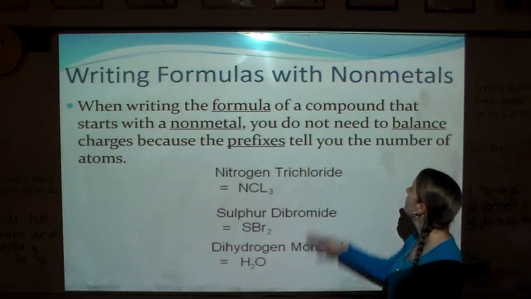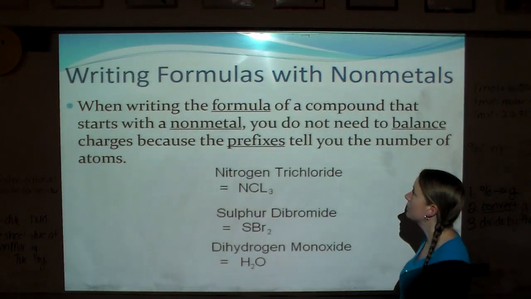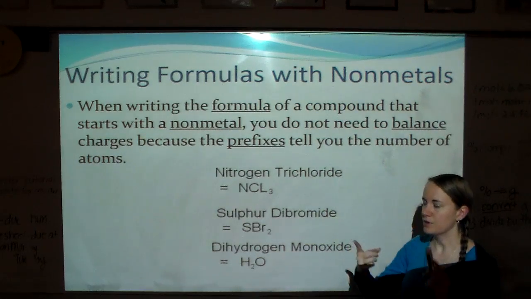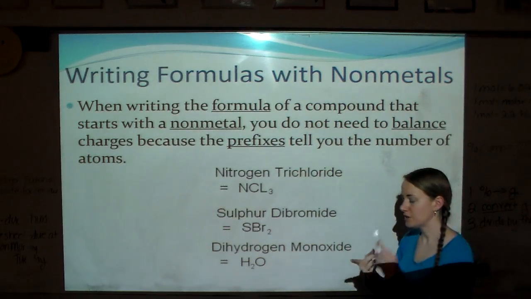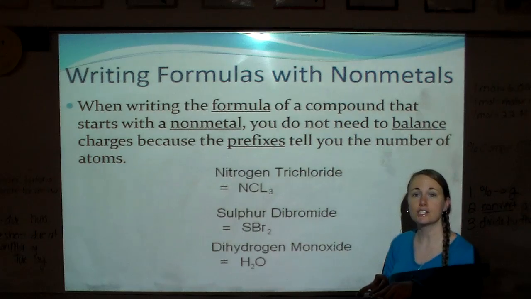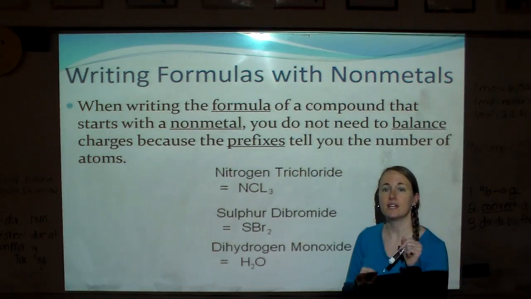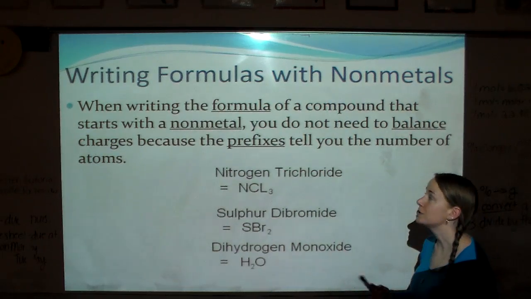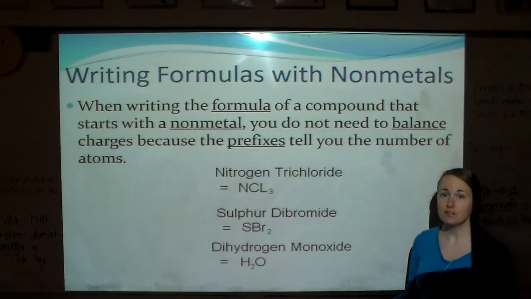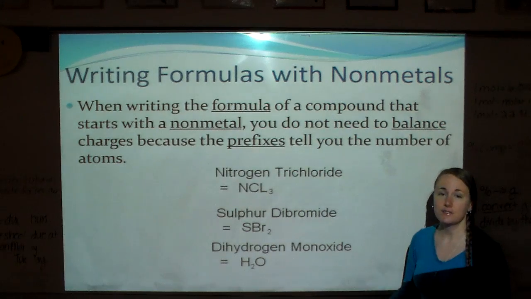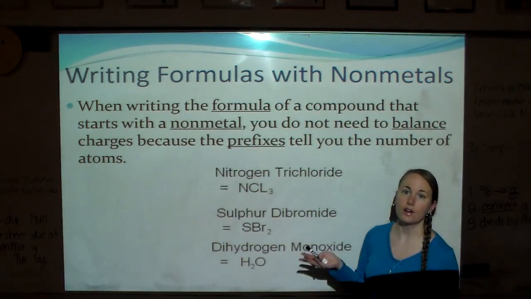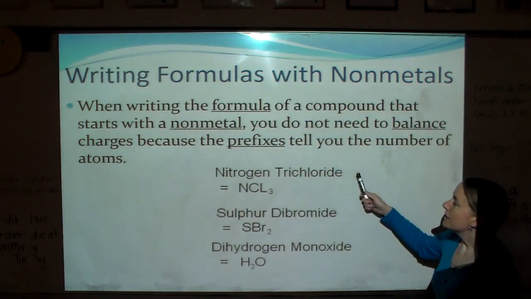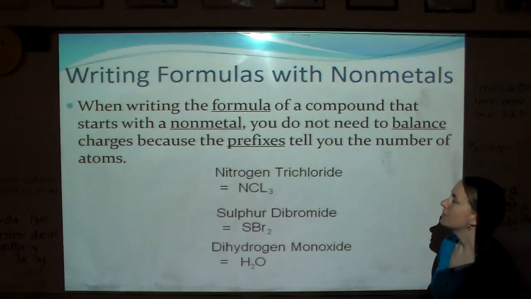Alright, so when you write the formula for a compound that starts with a nonmetal, you do not need to balance charges. If it starts with a regular metal, you balance charges. If it starts with a transition metal, you balance charges. And you'll learn that when it starts with a hydrogen, you will balance charges. Nonmetals are the only ones where we don't balance charges because they don't have charges. They're not transferring electrons, they're just sharing. So there are no charges associated with it. So you don't need to balance charges, and the prefixes tell you the number of atoms.